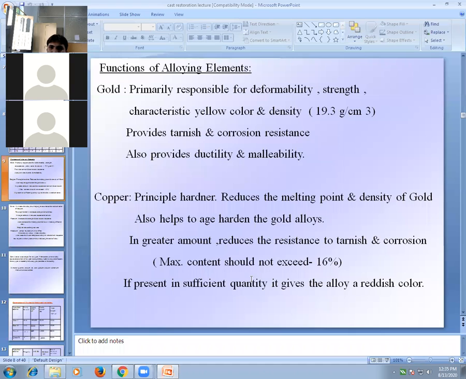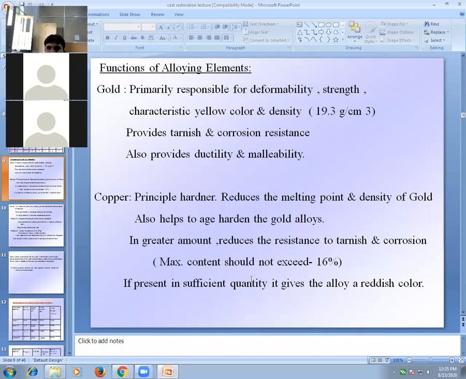The gold is primarily responsible for the deformability, strength, and characteristic yellow color of the castings, right? And also the density. As we all know, gold is a very noble metal. It doesn't react with any other metal, so it reduces the tarnish and corrosion. Also it provides ductility and malleability. What is ductility and malleability? It is the ability of the metal to form sheets and ropes. So gold is the metal which has the highest malleability and ductility.